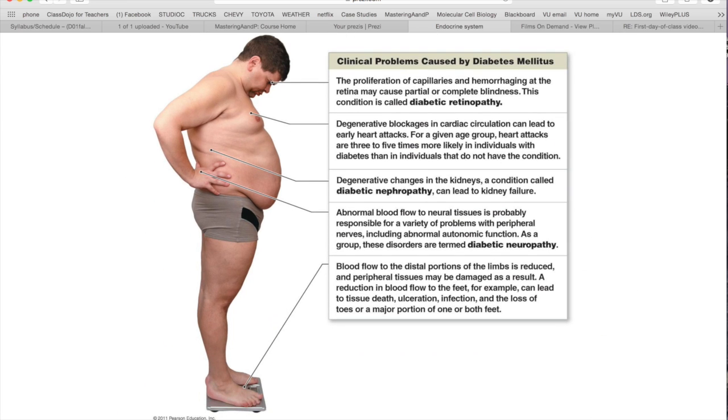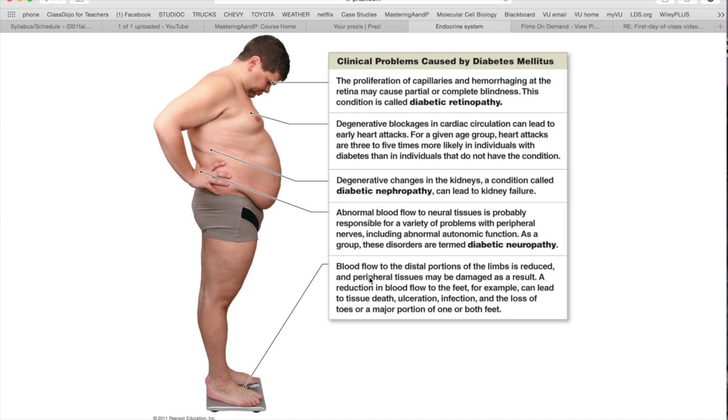Some of the clinical problems caused by diabetes are all grouped as problems with blood flow. If the blood flow to the eyes is messed up, that causes diabetic retinopathy, which can lead to blindness. Blockages in the heart can lead to heart attacks. Lack of blood flow to the kidneys causes diabetic nephropathy, which leads to kidney failure. Inadequate blood flow to neural tissues causes diabetic neuropathy, where the nerves don't function properly.